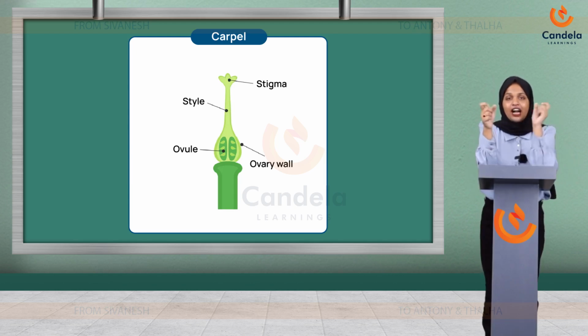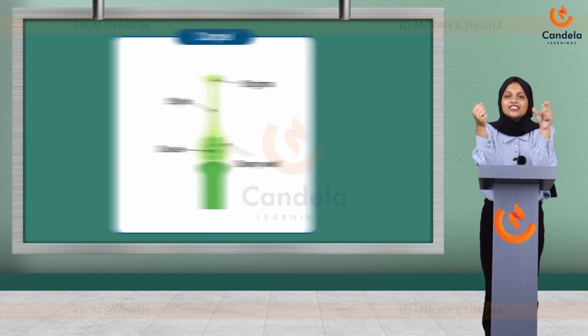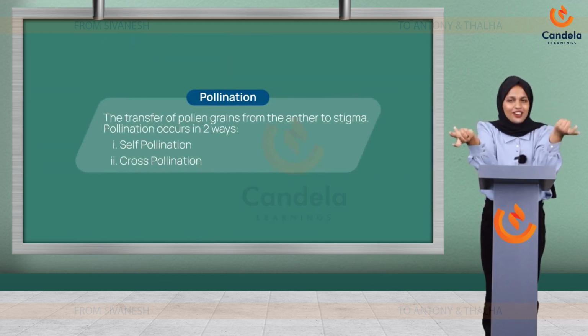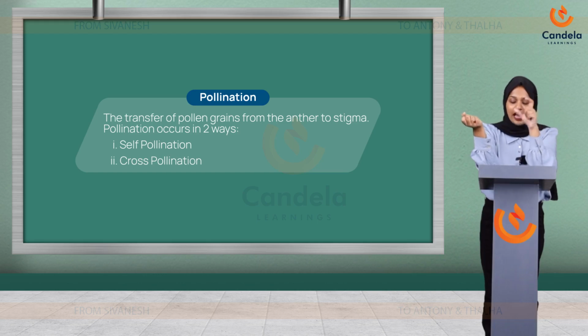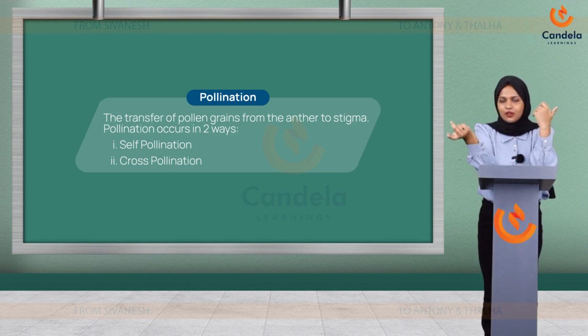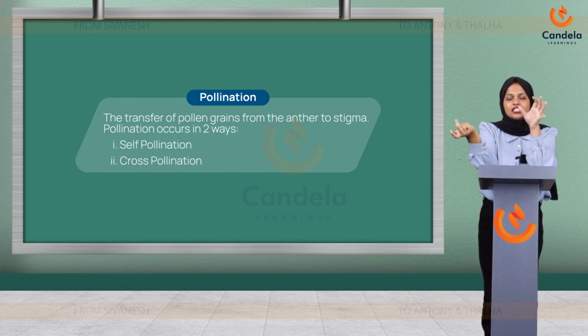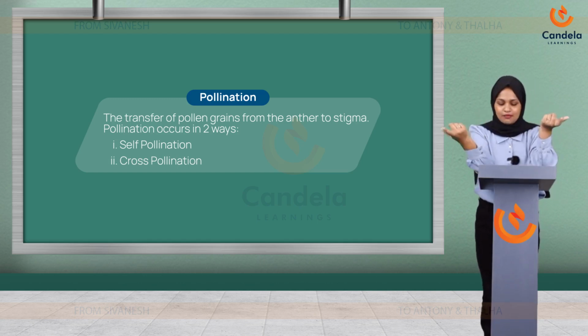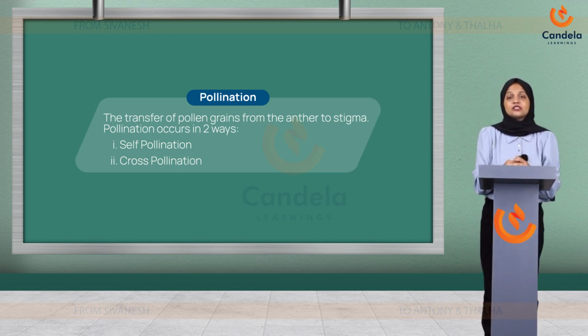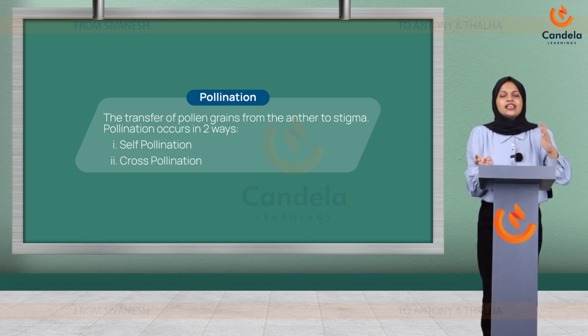Now let's see how reproduction takes place in plants. Reproduction takes place in plants by a process known as pollination. What is meant by pollination? Pollination is the act of transferring the pollen grains from the male anther of a flower to the female stigma. In short, it is the transfer of pollen grain from anther to stigma. This pollination can take place in two different ways: self-pollination and cross-pollination.